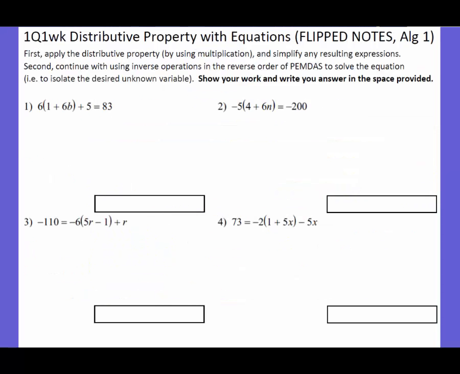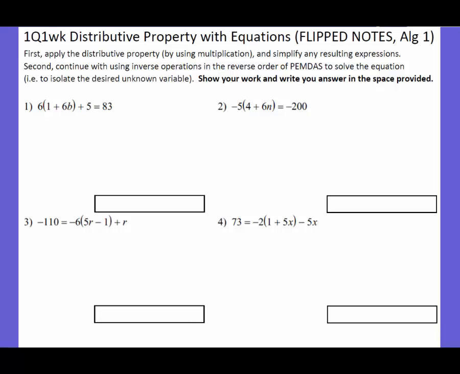On the back side of the worksheet, we are now going to use the distributive property in an equation. Simplify on each side of the equation, and then solve for the value of the unknown variable. The instructions read, apply the distributive property first, and second, continue with using inverse operations in the reverse order of PEMDAS to solve the equation.